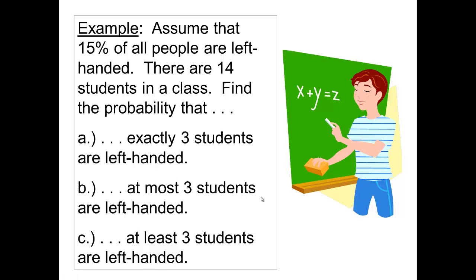Assume that 15% of all people are left-handed. There are 14 students in a class, and find the probability that, and we have parts A, B, and C. Since there are multiple parts, we will need to keep up with our answers as we go.